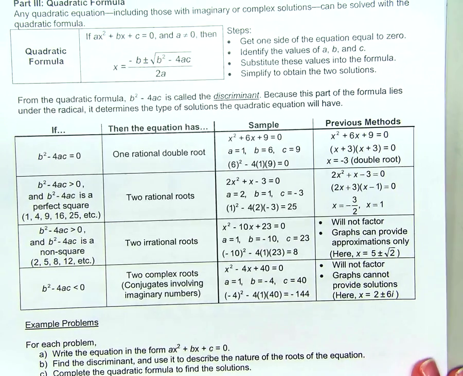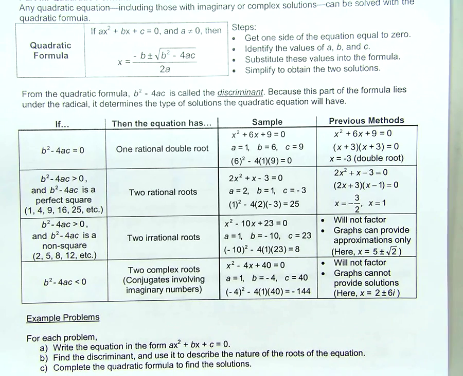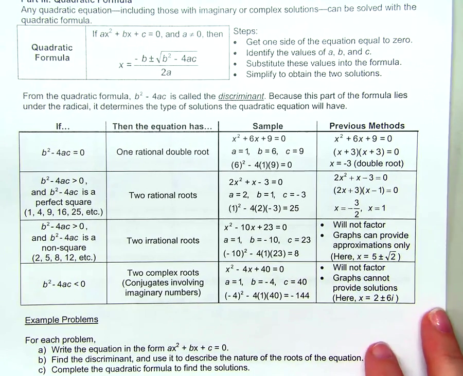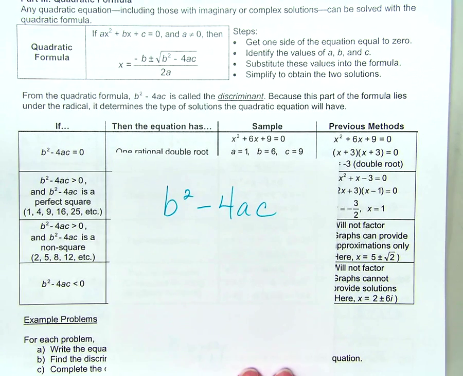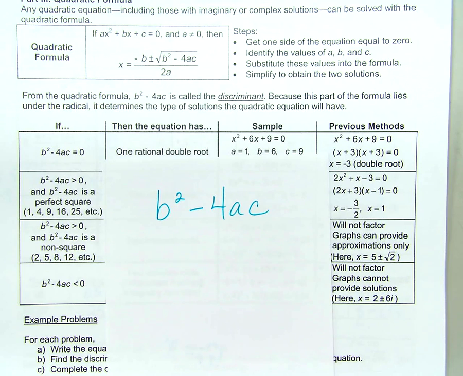There's a really beautiful chart on the next page. The problem is, what's the problem with this chart? There's so many words. Okay? So many words. Please don't give up on it just because there's a lot of words. Okay? What this chart tells you is about the discriminant. The discriminant is b squared minus 4ac. Have you ever heard that before?